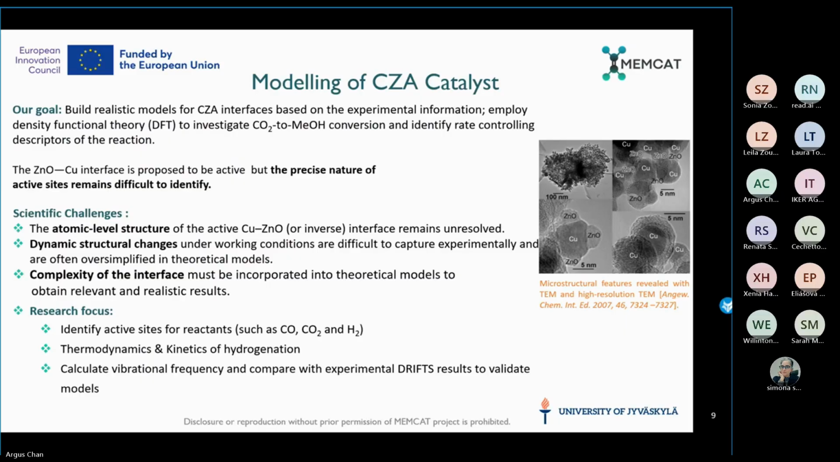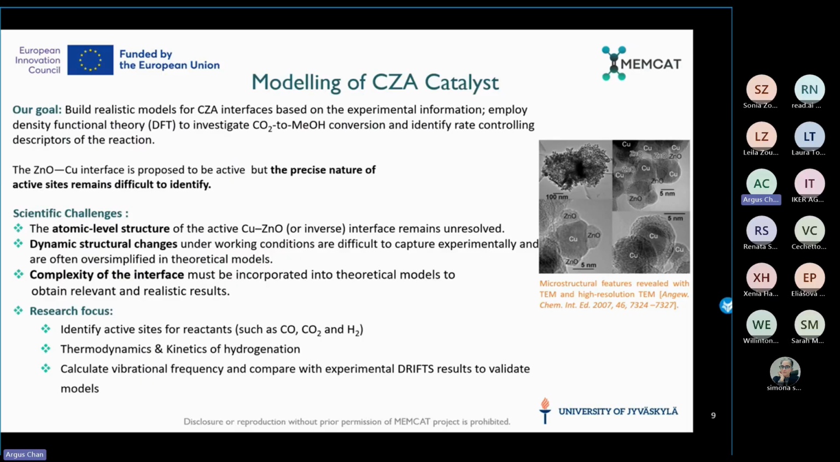We need to build an atomistic level model. So we need to have some copper there, which we typically use as a metal slab, and then we have zinc oxide. In this project, we have been playing between different kinds of active site models. I will show them soon. And then we identify the active sites for the reactants. At that phase we are now.